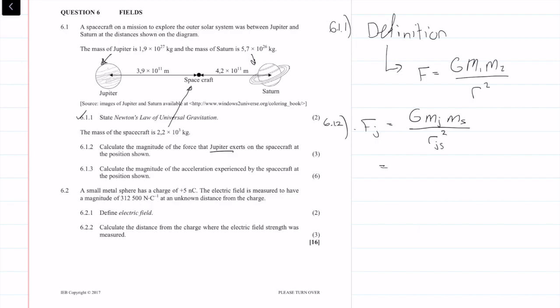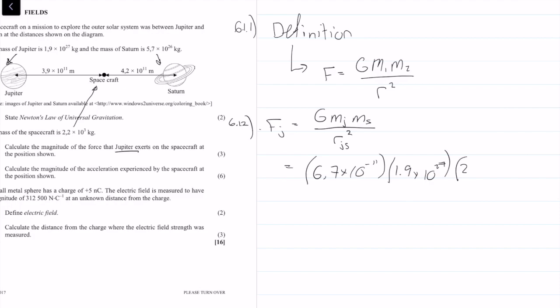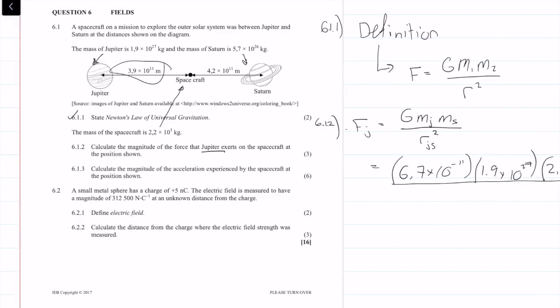over the center distance between Jupiter and the spacecraft squared. The gravitational constant is equal to 6.7 times 10 to the minus 11, times the mass of Jupiter, which was given as 1.9 times 10 to the 27. The mass of the spacecraft was given in the question as 2.2 times 10 to the 3, and the center distance would be this distance right here, which is 3.9 times 10 to the 11 meters, and all of that is going to get squared. And we get that the force exerted by Jupiter is equal to 1.84 times 10 to the minus 3 newtons. And we get 3 marks for that.